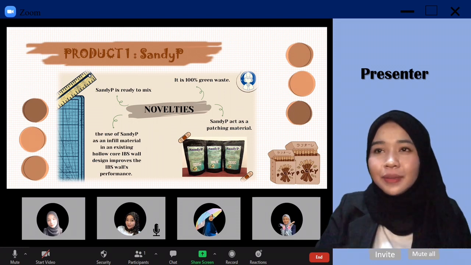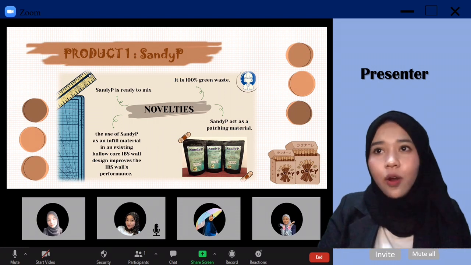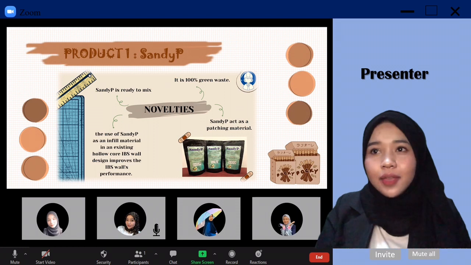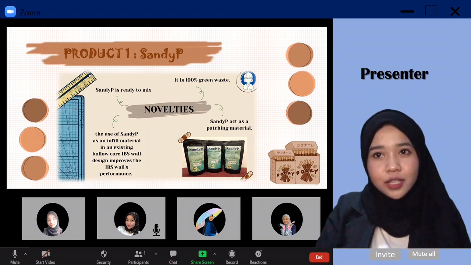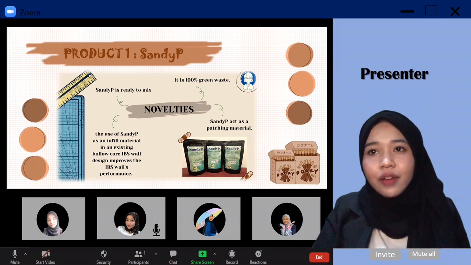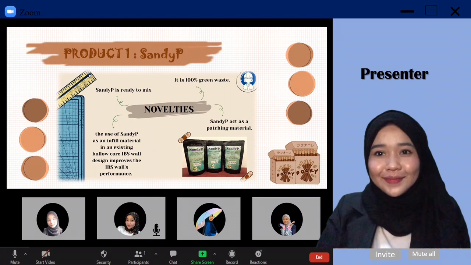Firstly, it is 100% green waste, which is an alternative to fine aggregate or sand as the primary component of the IBS system. Sand dip's rheological properties are similar to fine aggregate, and the abundant resources of POFA from the oil palm sector can help to save the environment and natural resources. The cost of IBS components, particularly the costly sand, can be decreased by using sand dip.